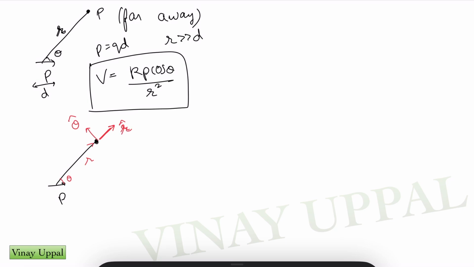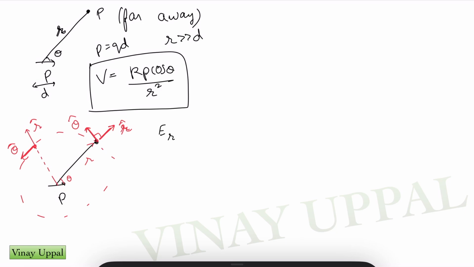So r cap is the unit vector pointing away from the dipole along r, and theta cap is perpendicular in the anticlockwise sense. Anticlockwise sense meaning, just imagine that you have a circle here centered at the dipole, and theta cap is always in the anticlockwise sense. So at this point my r cap would be this way, theta cap would be this way. So these are my unit vectors.